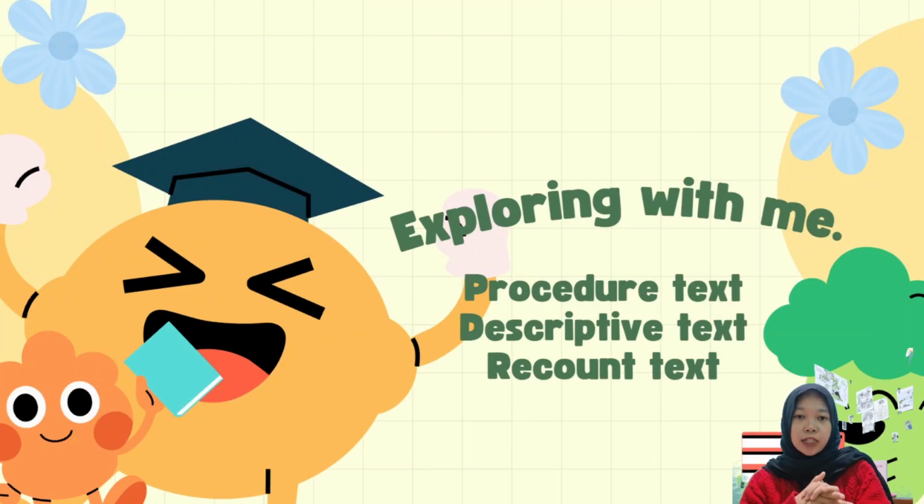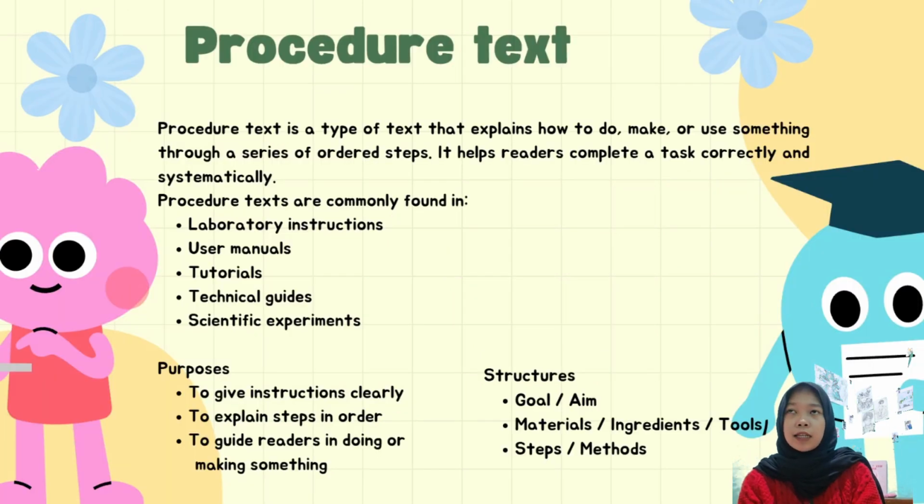Today I will explain to you about 3 different texts and an example of each text. First is procedure text. Procedure text is a type of text that explains how to do, how to make, or how to use something through a series of steps. Its purpose is to help readers complete a task correctly and systematically.